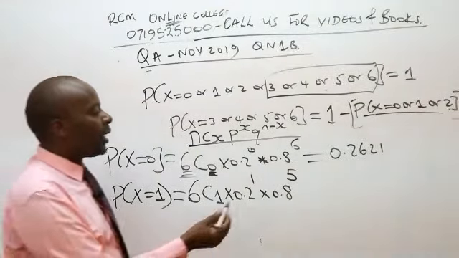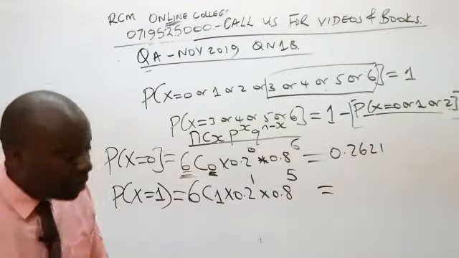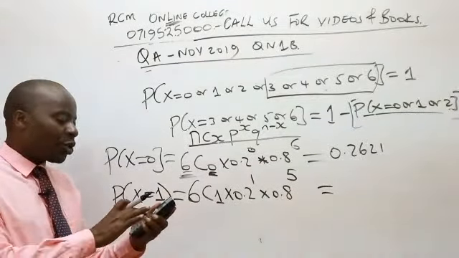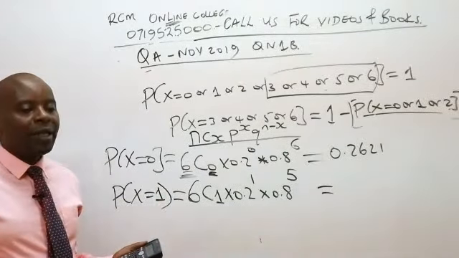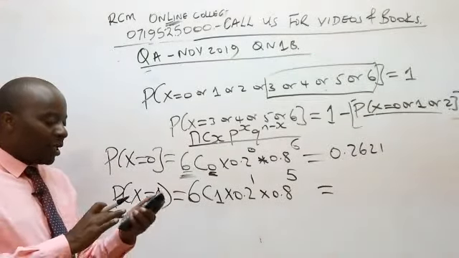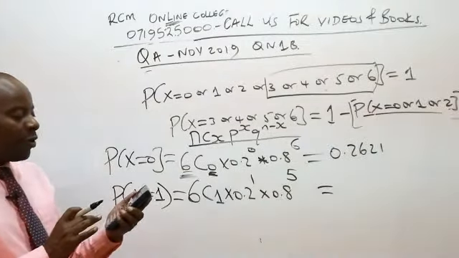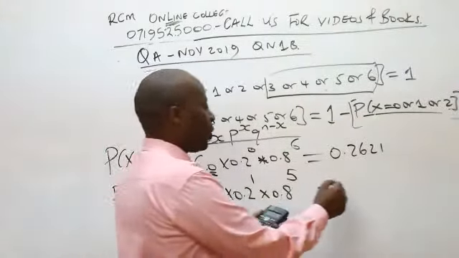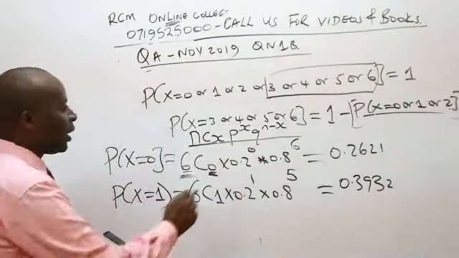So again, armed with your calculator, come right away here, press 6 combinations 1, right? Times 0.2 raised to power 1 times 0.8 raised to power 5, which at the end of the day will give us 0.3932.